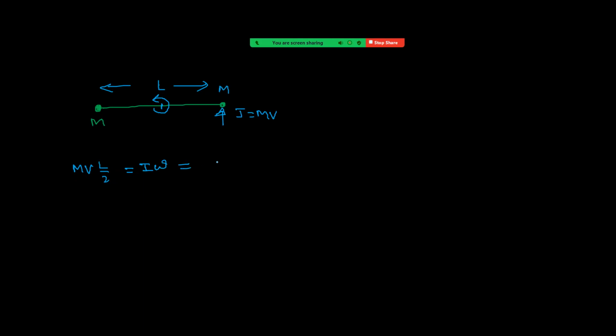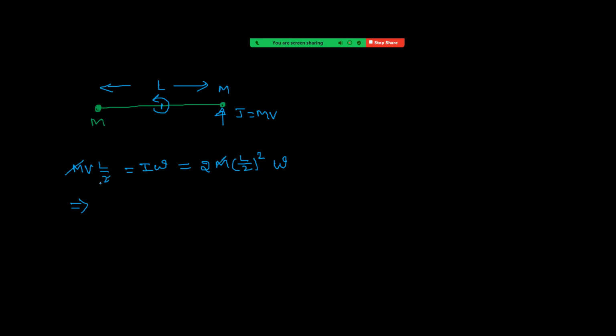Now see what is I value? M square of L by 2. This is for 1 point mass. Same thing for other one into 2. Okay, this is I into omega. Okay, now simplify this. It is just matter of one single step.